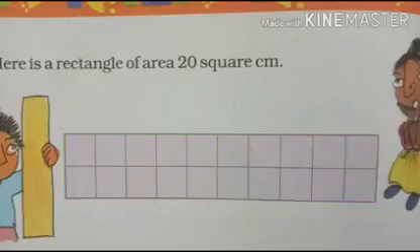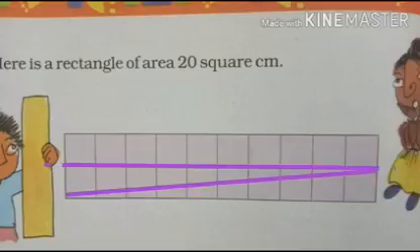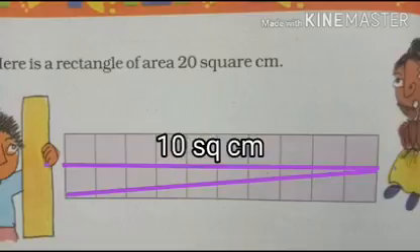Now we can also draw two straight lines so that this rectangle is divided into one rectangle and two equal triangles. The area of this small rectangle is 10 square centimeter because it is half of the big rectangle, and area of each of these triangles is 5 square centimeter because they are half of the small rectangle.